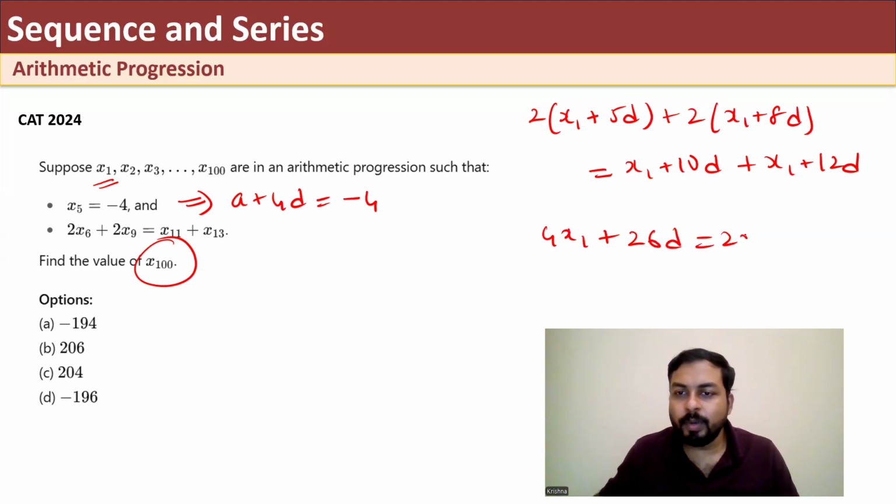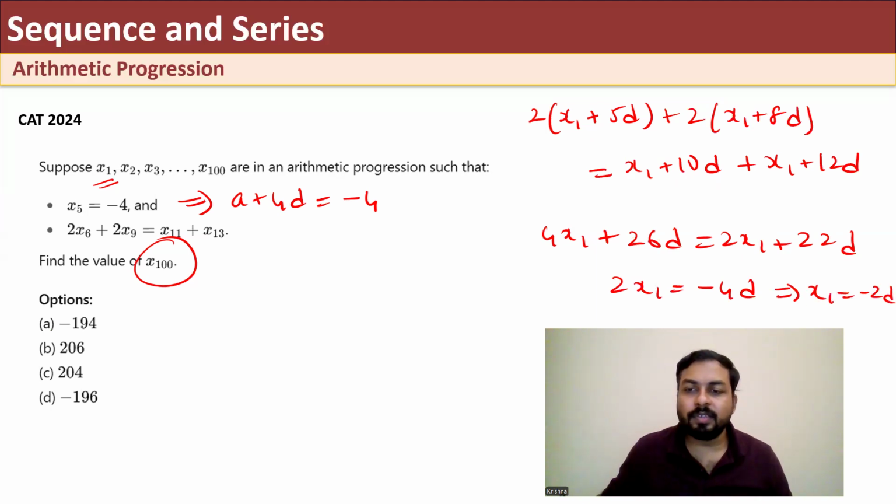On the right hand side, what you have? You have 2x1 plus 22d. Let's bring x1 on one side and d on the other side. So you'll get what? 2x1 is equal to minus 4d. So that means x1 is equal to minus 2d. So you're getting the first term is equal to minus 2 times d.